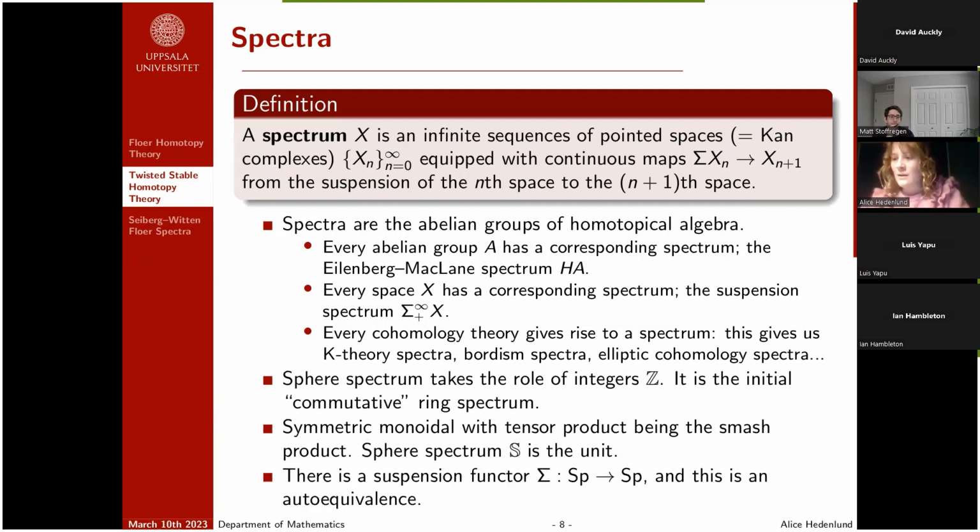And also, there's a suspension functor on the category of spectra, and this is basically an autoequivalence. So this is very similar to the category of chain complexes, right? Suspension, or shifting your chain complex, is an autoequivalence on the category of chain complexes. So in this sense, one way that I tend to think about spectra is as some beefed up version of the category of chain complexes, basically.